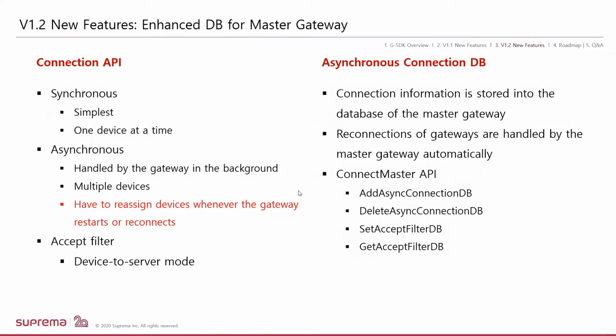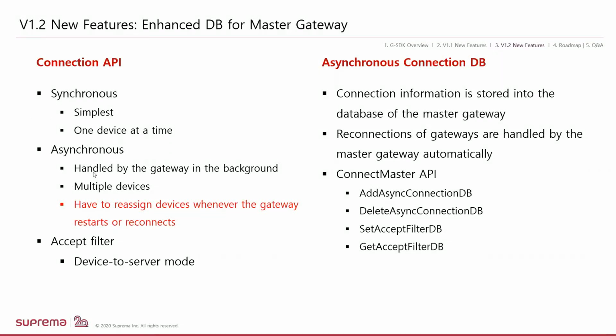And there were some new features for master gateway too. There are 3 types of connection APIs in GSK. The first one is the synchronous API. It is the simplest one, just directly connecting to the device. And this synchronous call should be used one at a time for every device.